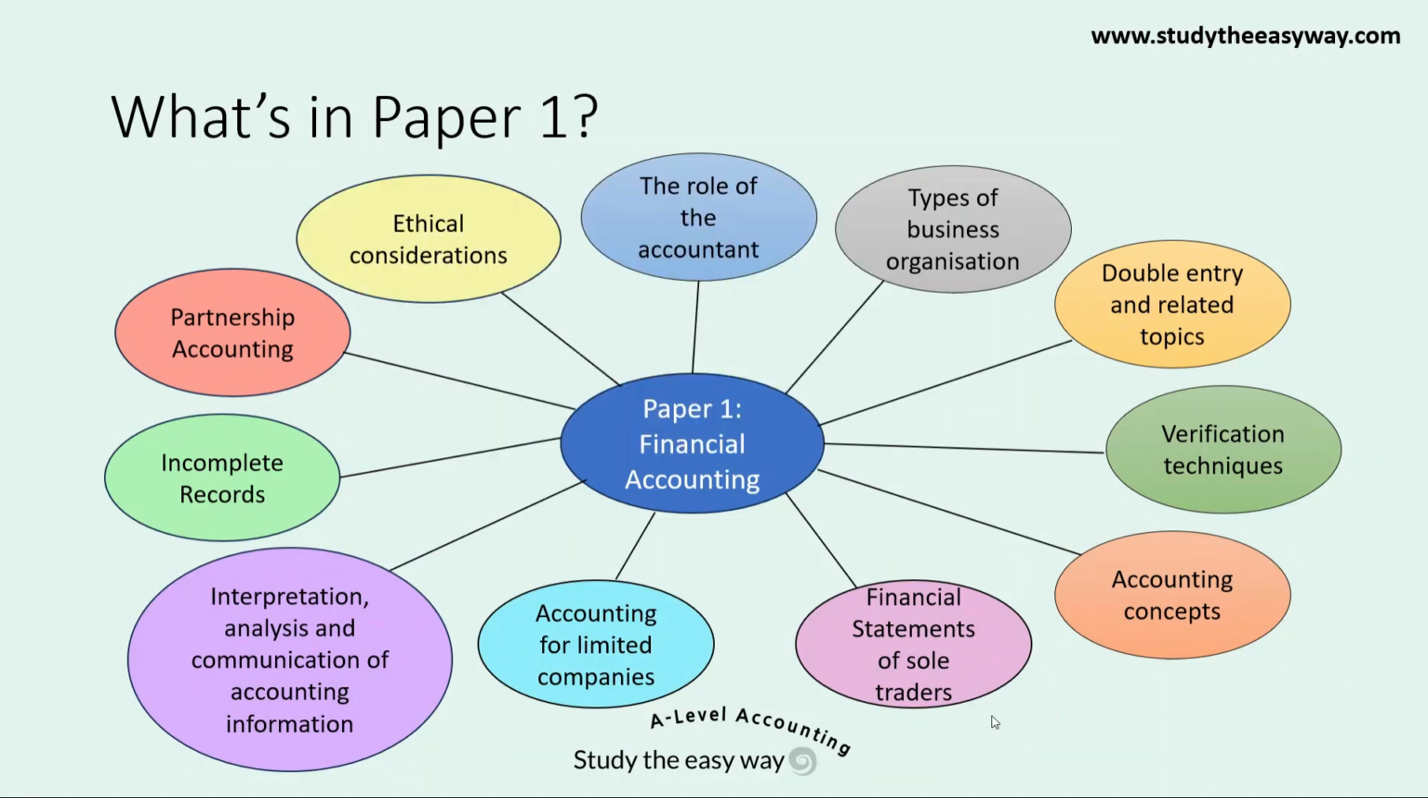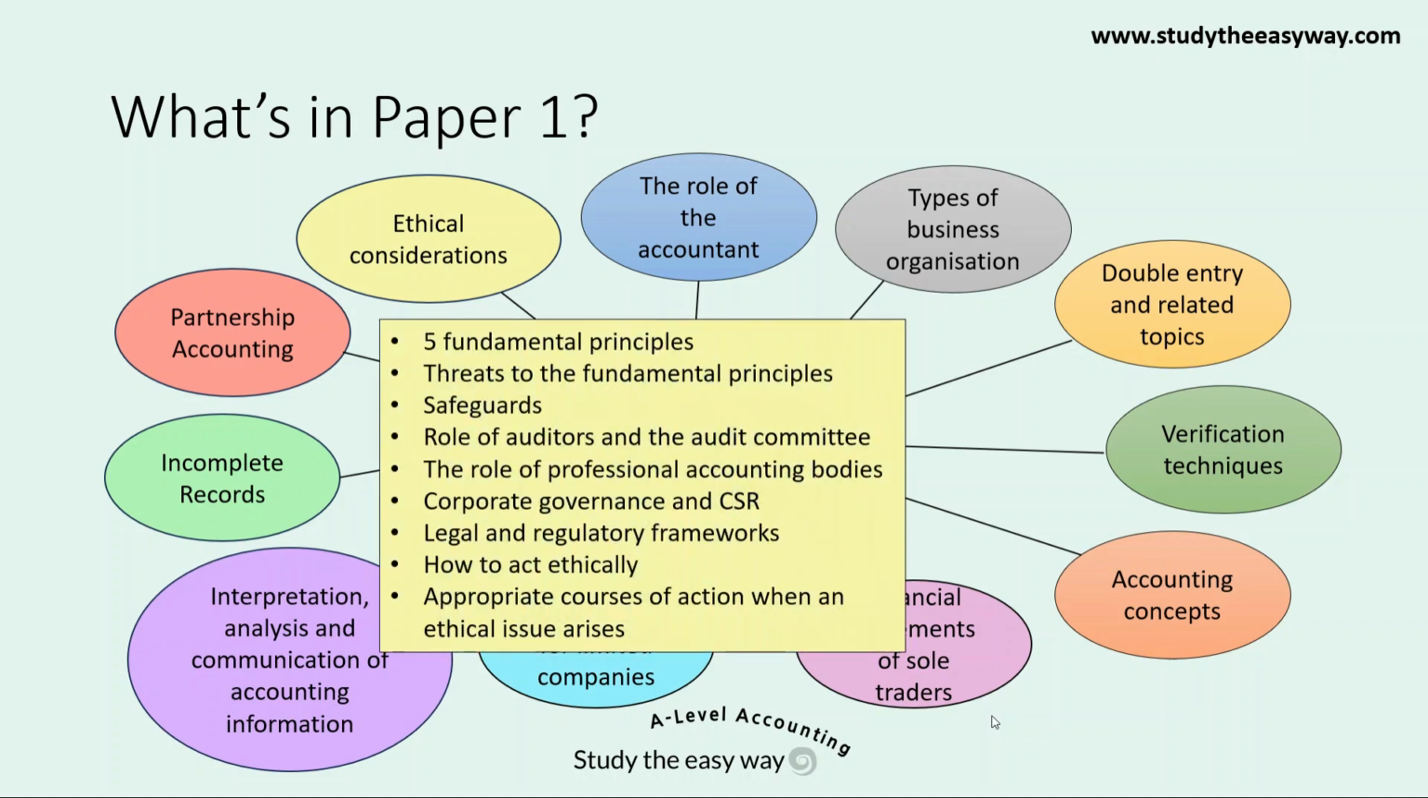The final topic in Paper 1 is ethical considerations. This includes the 5 fundamental ethical principles, the threats to these, and safeguards that can be put in place. This section also includes the role of auditors and the audit committee, the role of professional bodies, corporate governance and corporate social responsibility, legal and regulatory frameworks, finishing with how an accountant acts ethically and appropriate courses of action to take when an ethical issue arises.